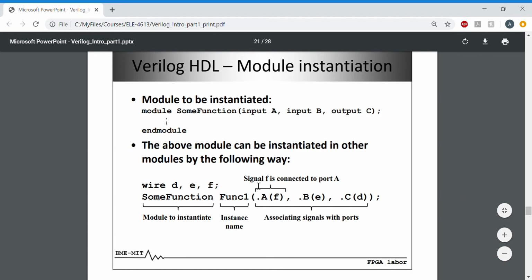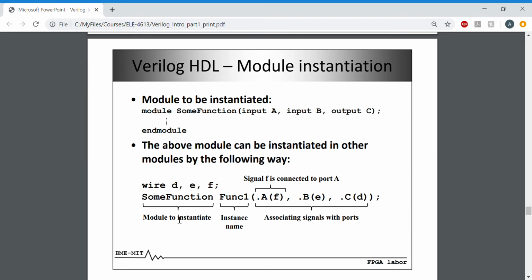So you have wire DEF, some wires, and then you have the name of the module, or the model, the module identifier, and here you have the instance name, because in the same file, you can instantiate multiple copies of the same module, but they are different circuits, right? You connect them differently, you have the freedom to do what you want.